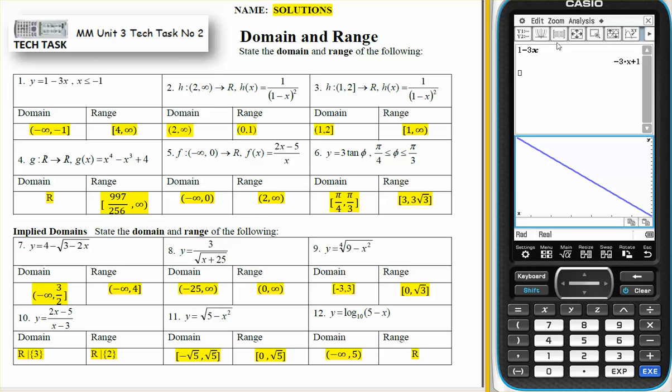So if I go analysis, G solve F-min is 4, and there it is. Minimum range is 4. It's a square bracket, because that's when x equals -1, and it's a square bracket on the -1, and the domain is exactly this. So in question 2, my domain is exactly this, 2 to infinity, not inclusive of 2.